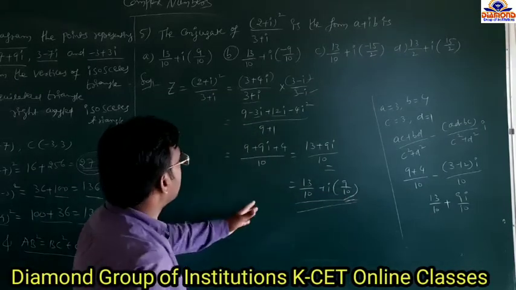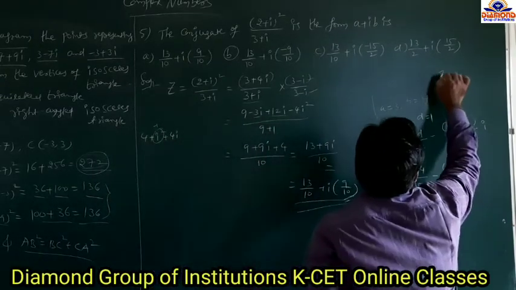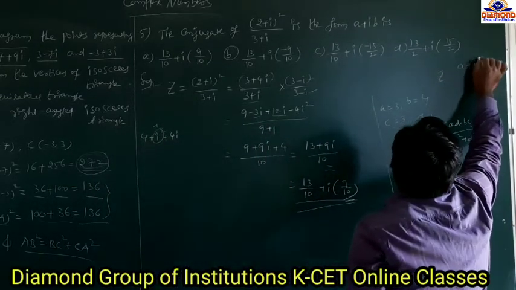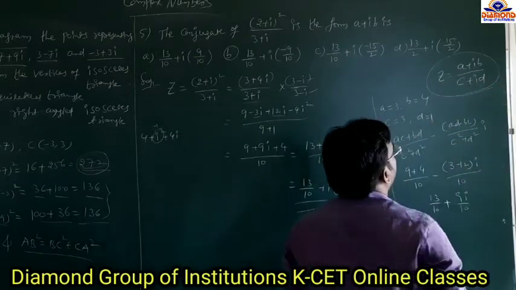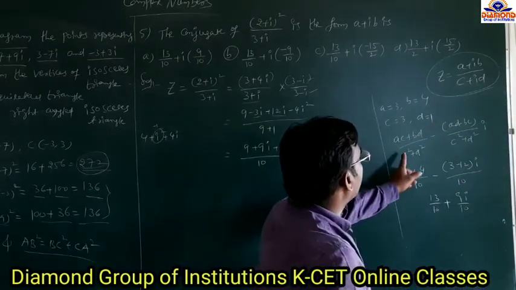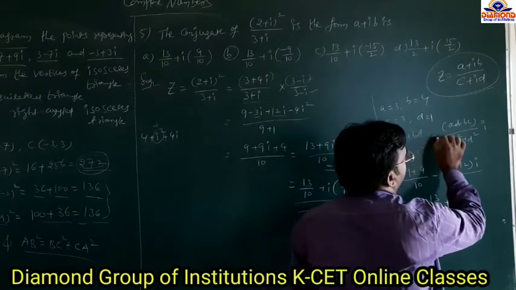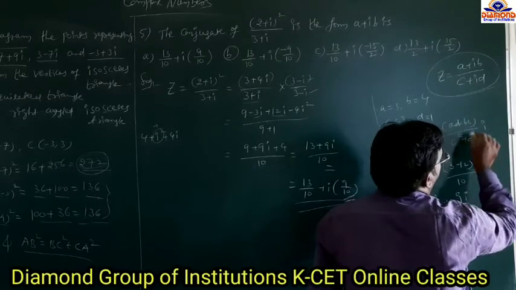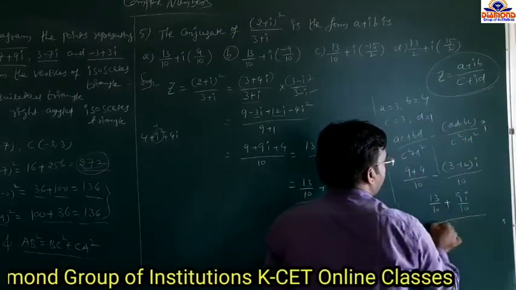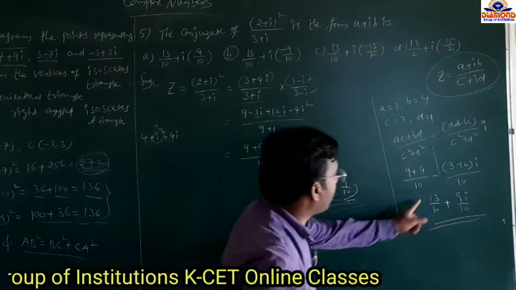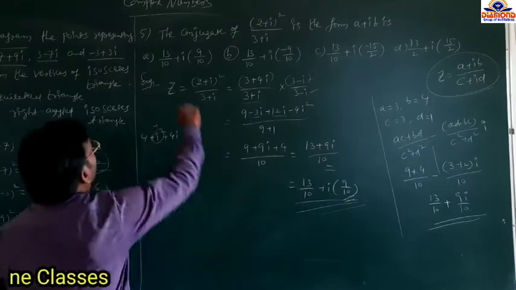So this is the general method. Suppose if you use this formula, the given is in the form of a plus ib by c plus id. Then the result is ac plus bd by c square plus d square, plus i of bc minus ad by c square plus d square. If you follow this method also, you get the same answer, 13 by 10 plus 9 by 10 i. So that's why option is finally A.